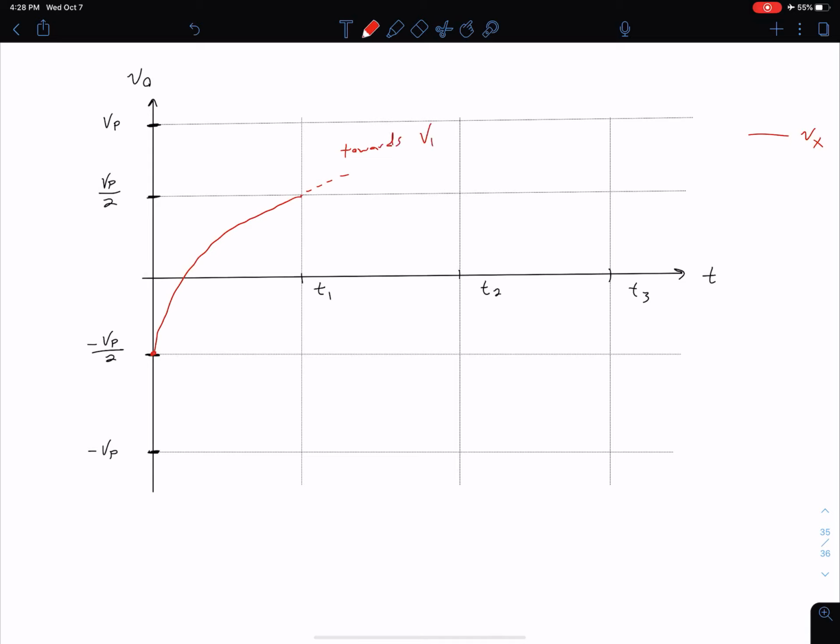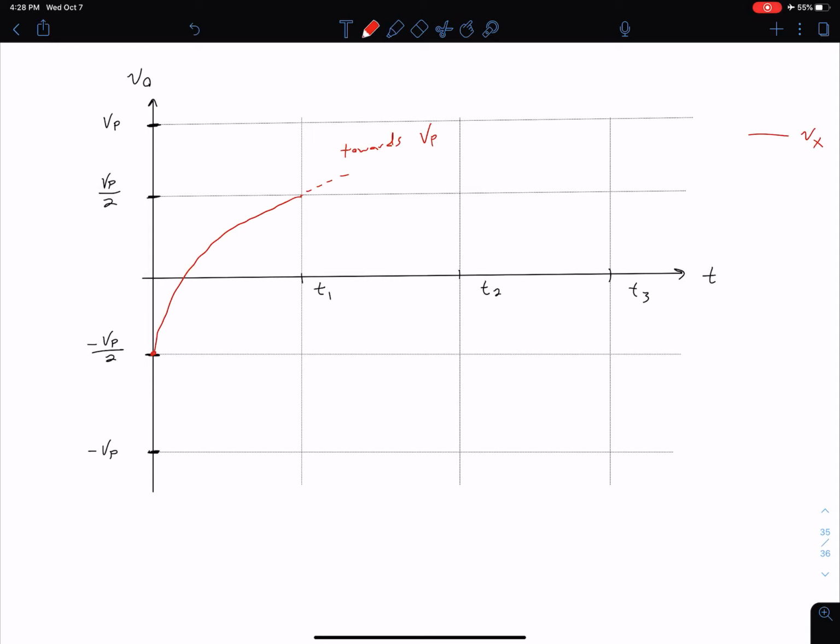So we were charging towards VP, but at that point our output state changed and we begin charging towards negative VP. So if we're charging towards negative VP, this is now our starting point and we have something that looks like that, and it'd be going towards negative VP. That's a pretty terrible curve, but you kind of get the idea. It should have some 1 minus an exponential.